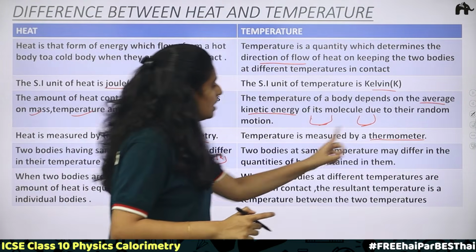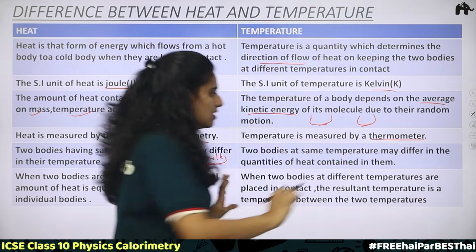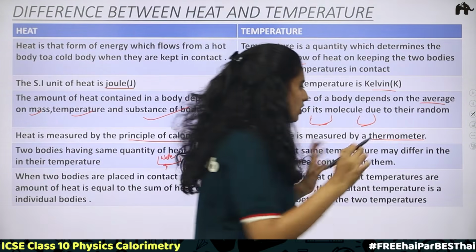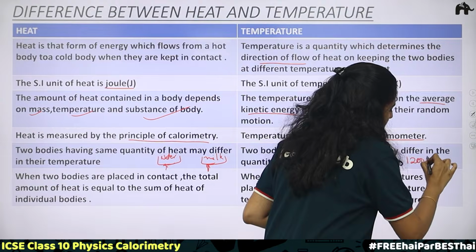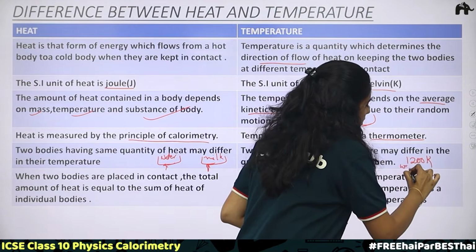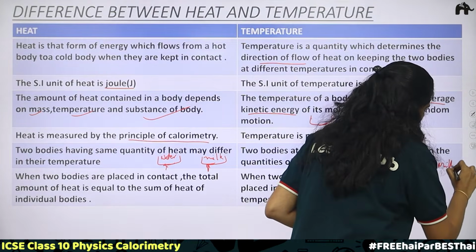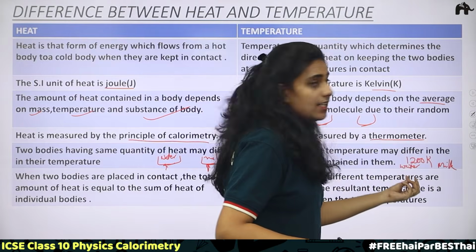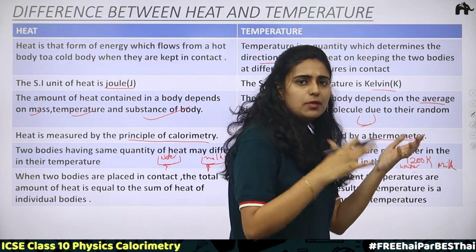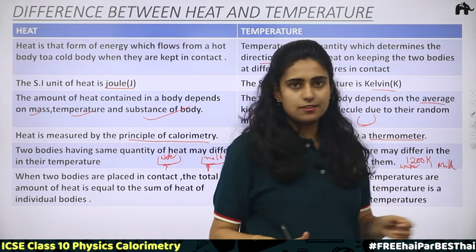Two bodies at the same temperature may differ in the quantity of heat contained in them. This is the case with an induction stove. You are supplying 1200 Kelvin temperature to water and to milk. Okay. Still, the heat energy that is gained by them in a particular time, let's say after 5 minutes, when you check, the heat energy may be different.